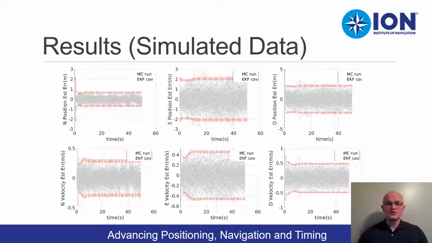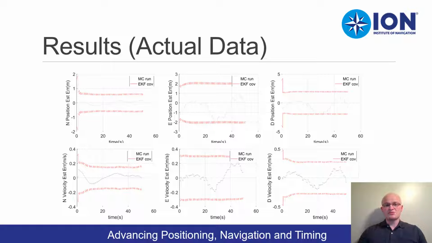The top row of figures shows estimation errors for position, and the bottom shows velocity estimation errors. The figures show that the position estimation errors are bounded within about 3 meters, and velocity estimation errors are bounded within about half a meter per second.